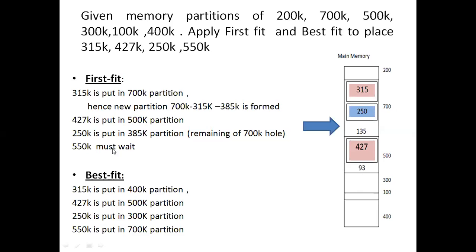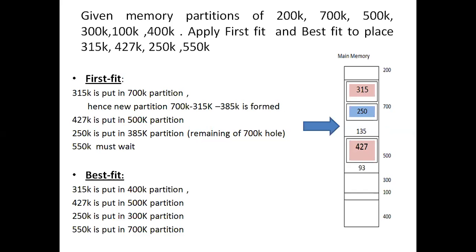Then we have the last process, which is 550. Though there are four processes coming, two processes are occupied in the 700 memory partition, one process is occupied in the 500 memory partition, and the other one is still made to wait.